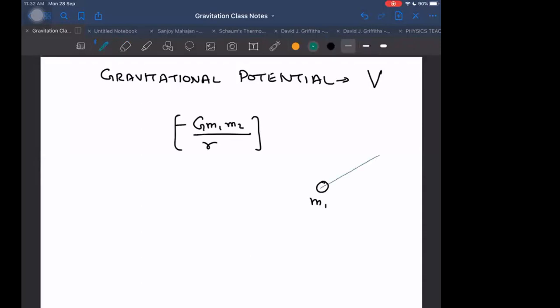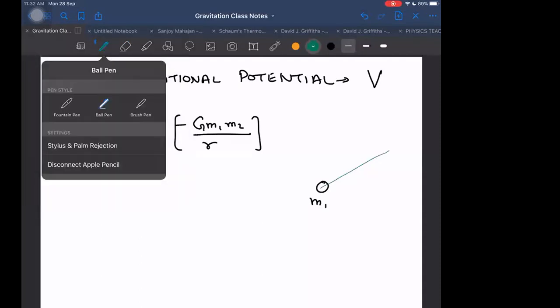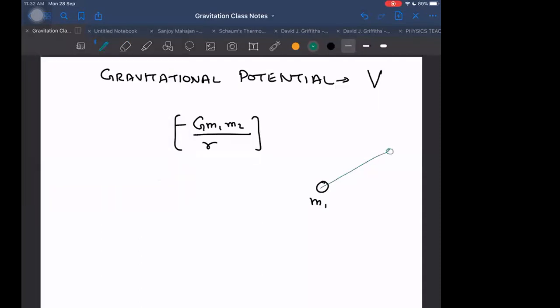If I want to find the potential for M2, at which point do I want to find the potential? At the point where I am keeping another mass, M2. At the location of M2, I want to find the potential due to M1. Then I will call it V, which will be the potential energy between 1 and 2 divided by M2. Potential due to 1.